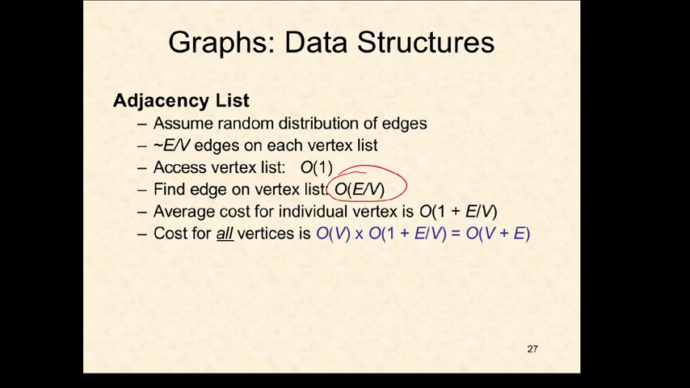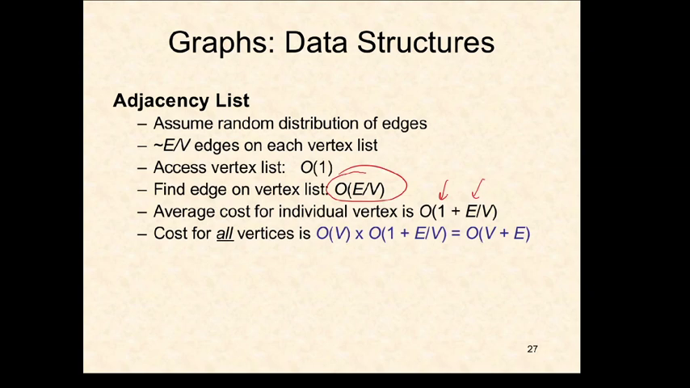If we look at the average cost for an individual vertex, like to say, let's list off everywhere that you can get to starting in San Francisco, it would take us O of 1 to get to the head of the San Francisco list, and approximately E divided by V time to print out everyone within that list.